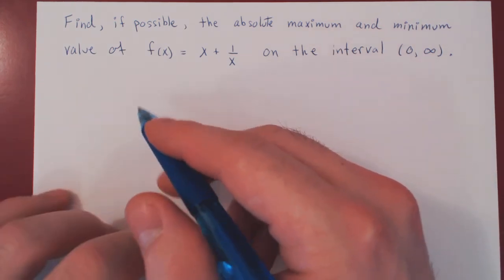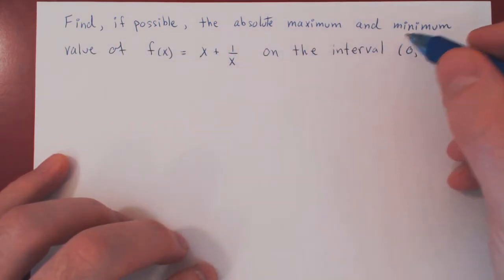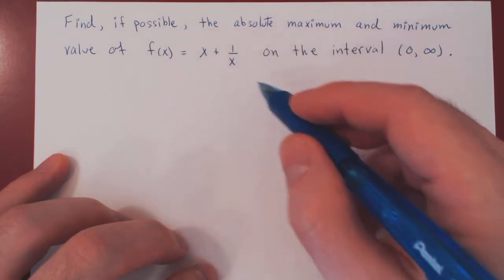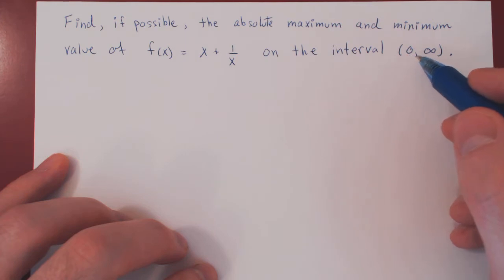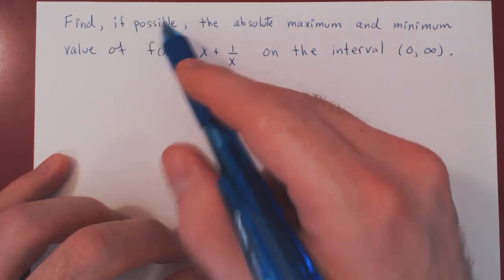Okay, so here's the problem. We want to find, if possible, the absolute maximum and minimum value of the function x plus 1 over x on the interval excluding 0 all the way up to positive infinity. Now why do I say if possible?